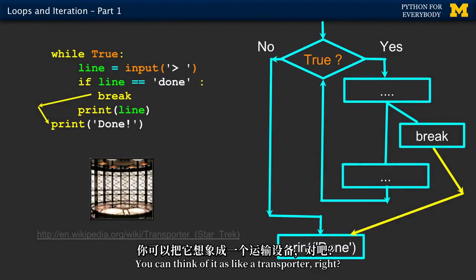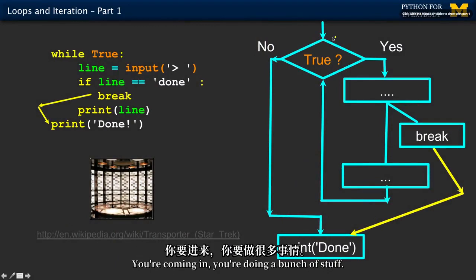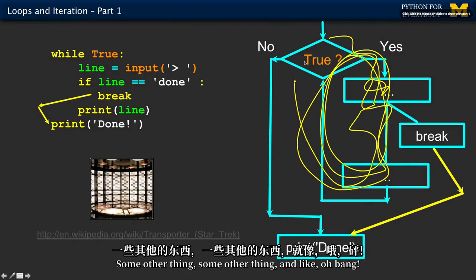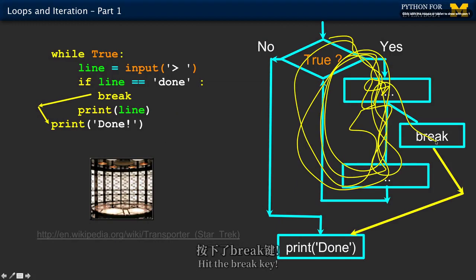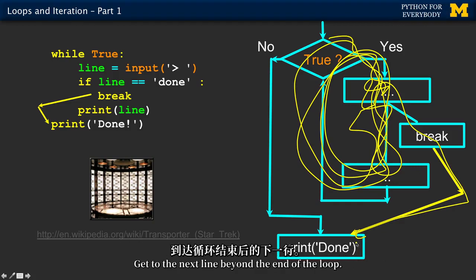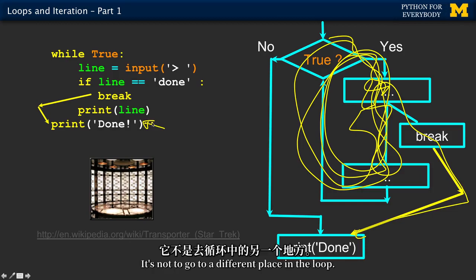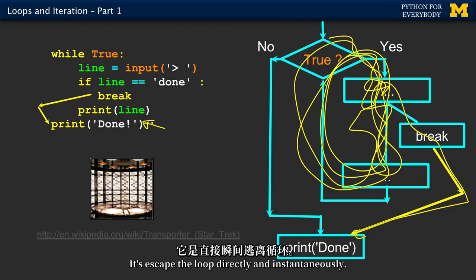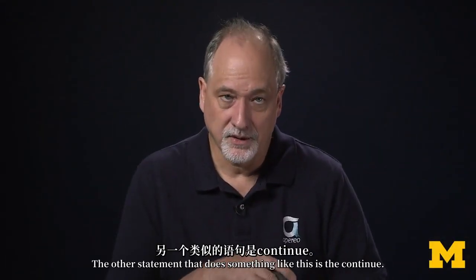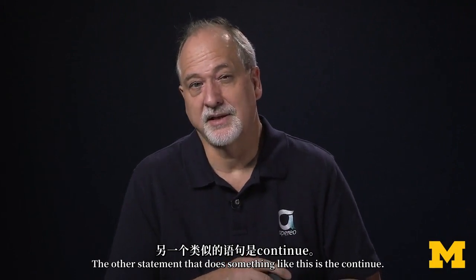You can think of it as like a transporter, right? You're coming in, you're doing a bunch of stuff, you're doing this, and you're doing this, some other thing, and like, oh, bang, hit the break key, leave, right? So however much code is in this loop, the break says get out of this loop. Get to the next line beyond the end of the loop. It's not to go to a different place in the loop. It's escape the loop directly and instantaneously. That's the break statement.